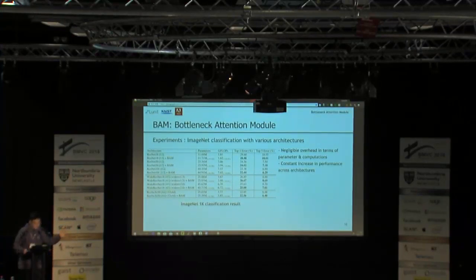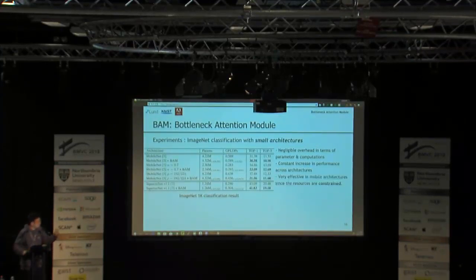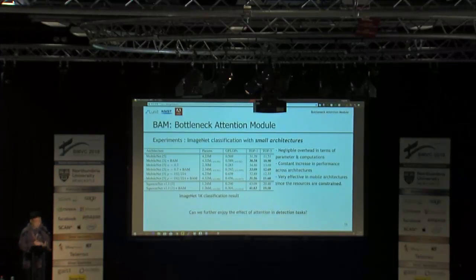You see that BAM gets higher performance with negligible overhead, and we thought it can be very useful in mobile-oriented settings. So we tried our module in mobile-oriented architectures, MobileNet and SqueezeNet, in various settings. The overhead is still very small, 2% at most, but you can see there are huge improvements in performance. So, yeah, it's very effective. This module is very useful in classification in various architectures.